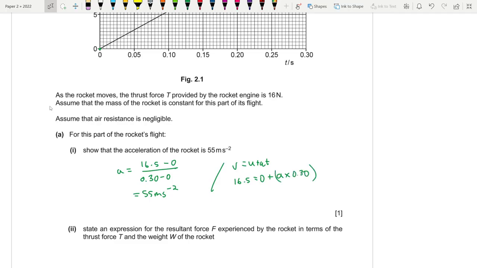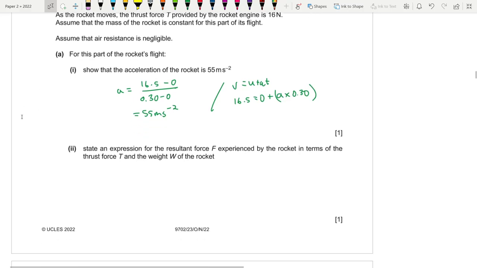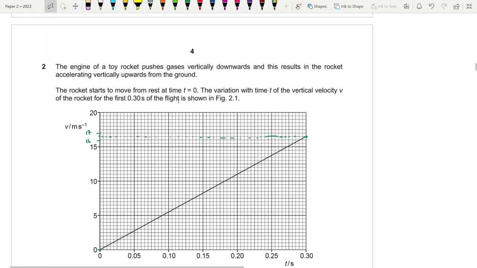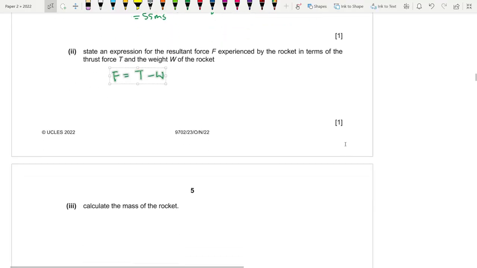All good. Next. State an expression for the resultant force F experienced by the rocket in terms of the thrust force and the weight of the rocket. So the thrust force is 60 Newton. We know that the upward force is thrust and the down force is weight. So F is equal to the upward force minus the down force, weight. Because there's no air resistance, that is why this is it.